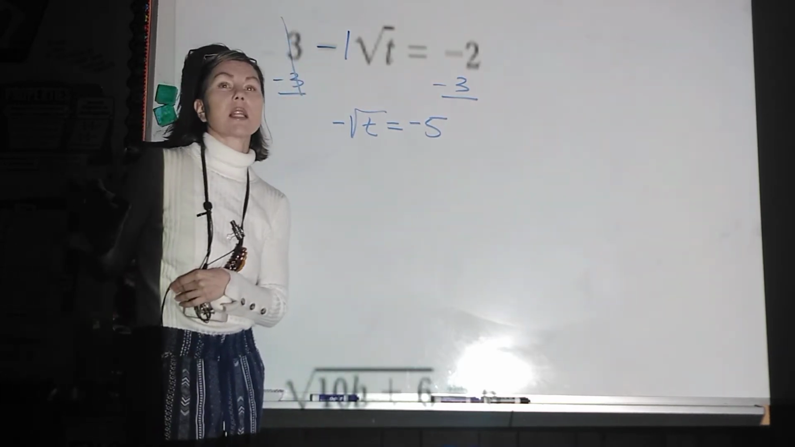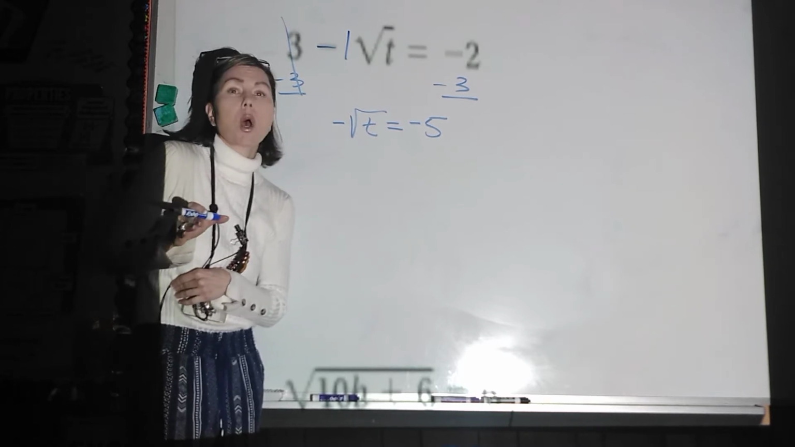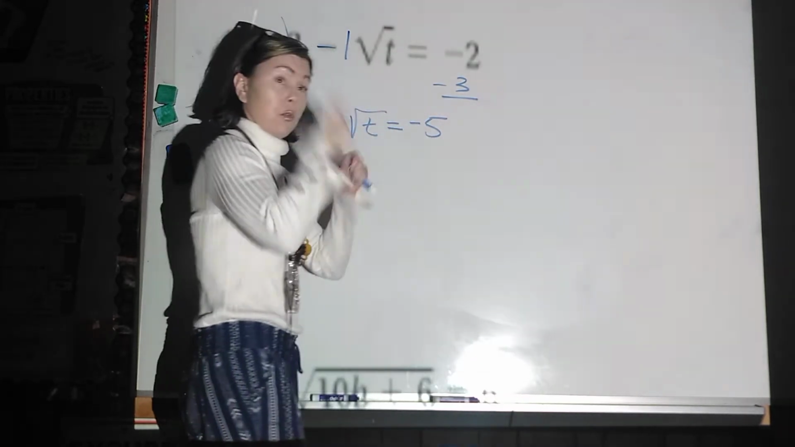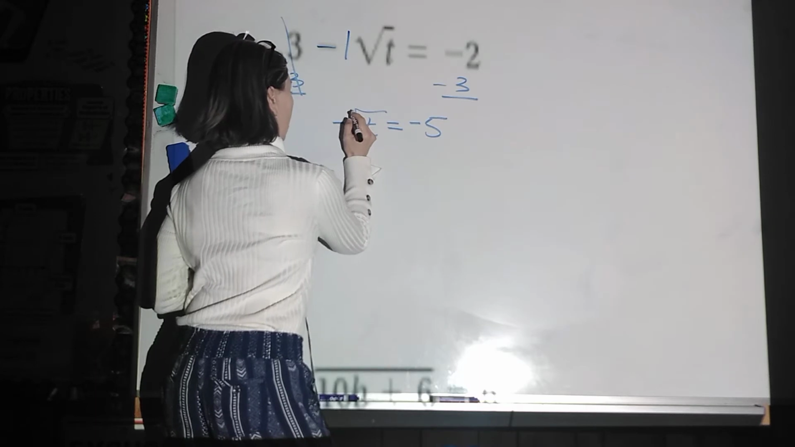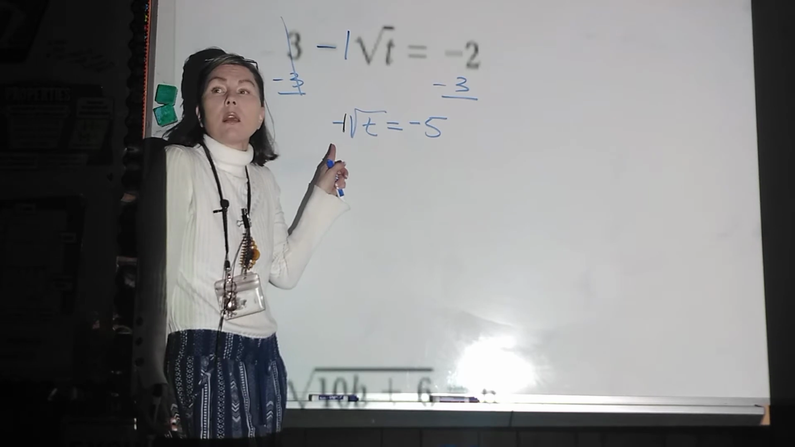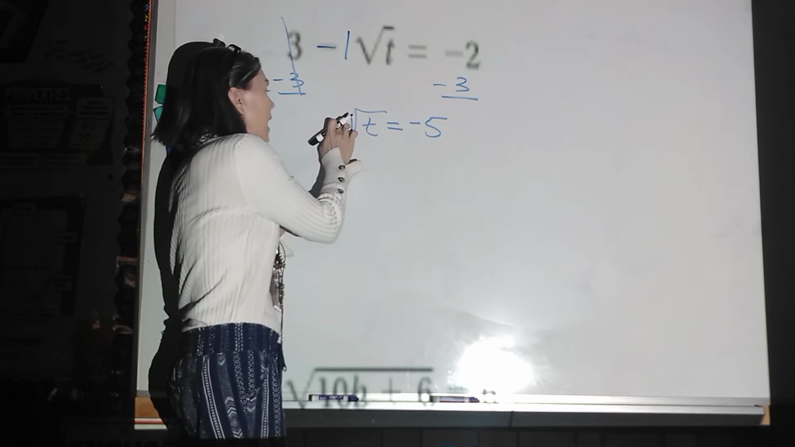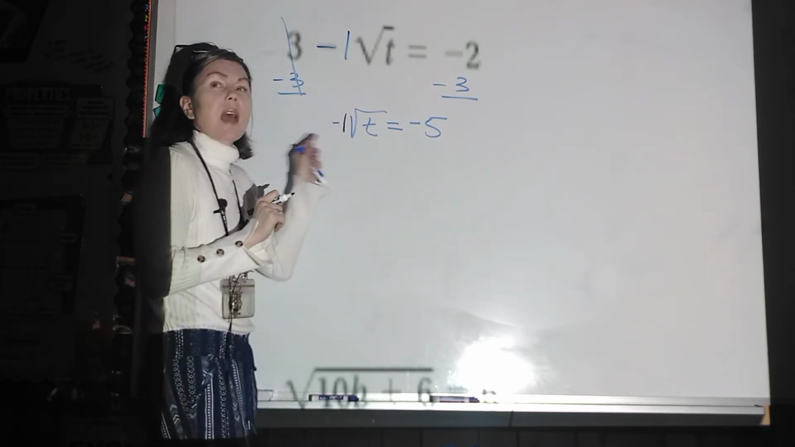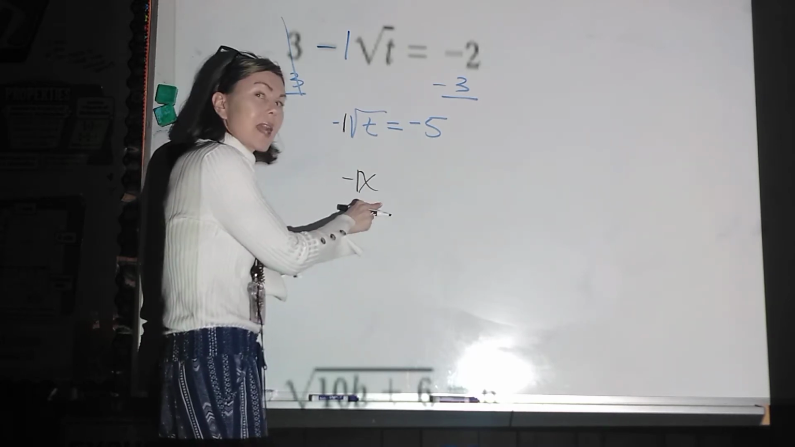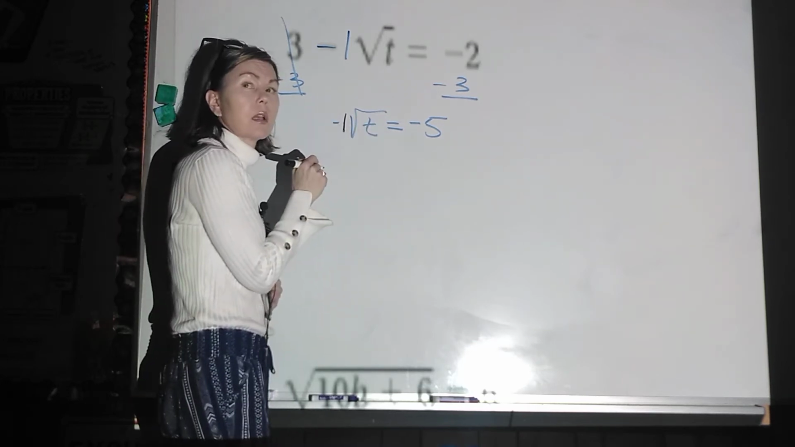Have we isolated the radical? Is the radical all by itself? No. Because why? There's a negative 1 being multiplied to that radical t. That is a negative 1 times that radical t, just like negative x, that's a negative 1 times x. That's a negative 1 times radical t.